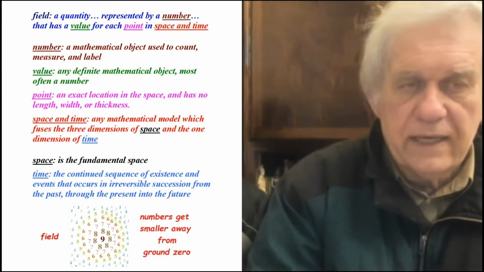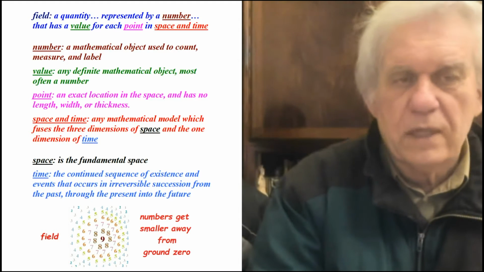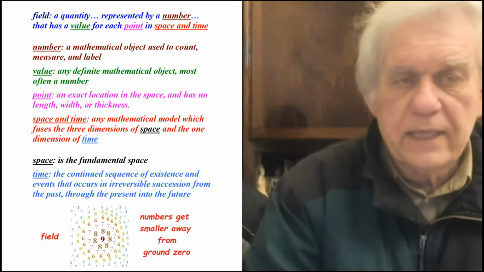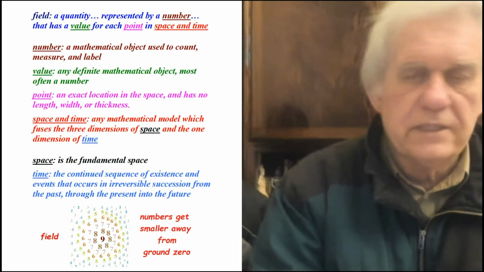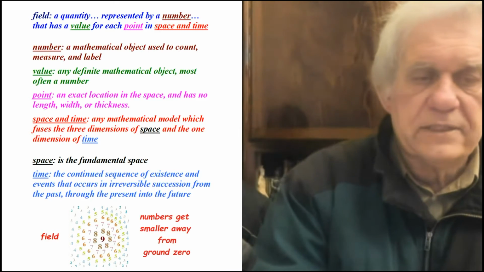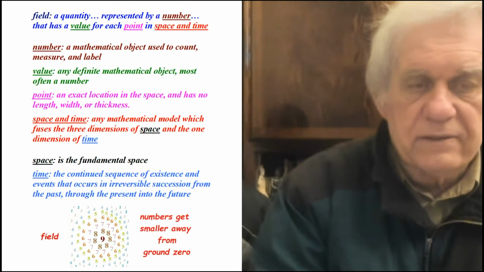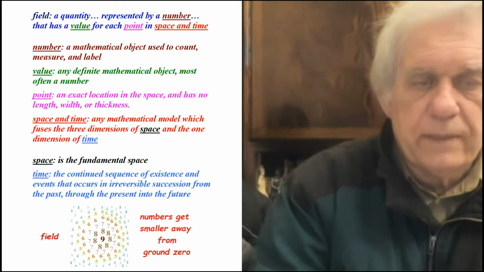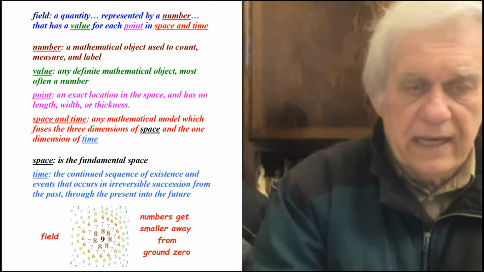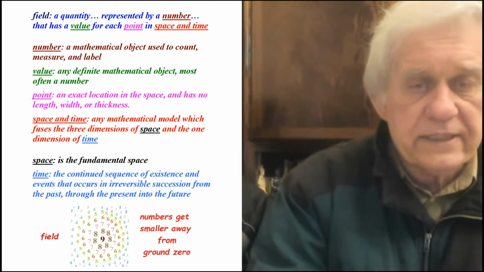Anyways, here's the formal definition of field. I've shown this in the past, and I'm not going to go through all this again, but it's a quantity. It's a number that has a value for each point in space and time. So he's right. It's a mathematical concept, this thing called field. So we start off on the wrong foot because we're supposed to find out what a field is, like a thing, and it's not a thing. It's an abstract mathematical concept.